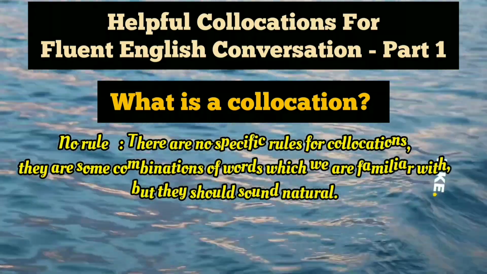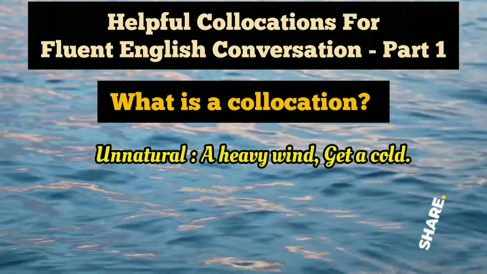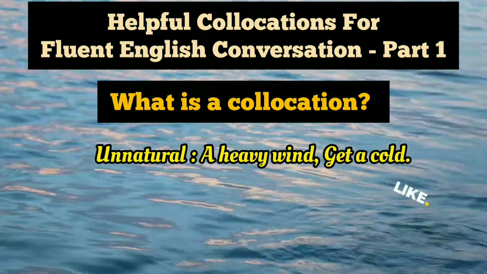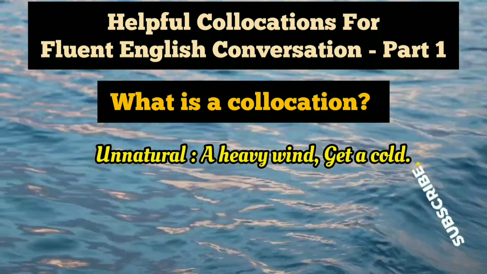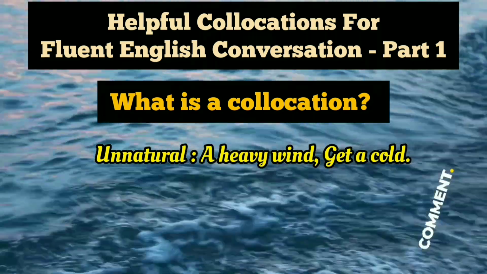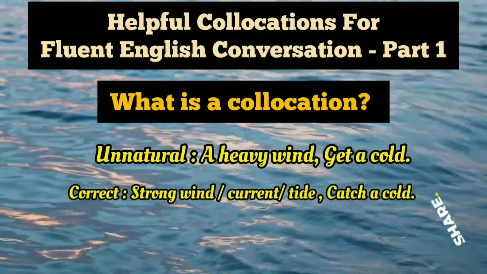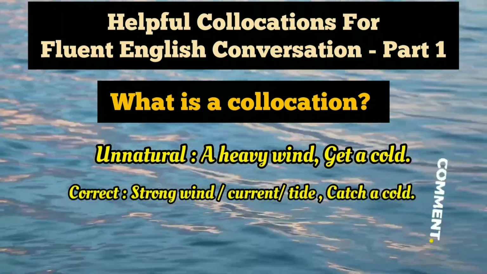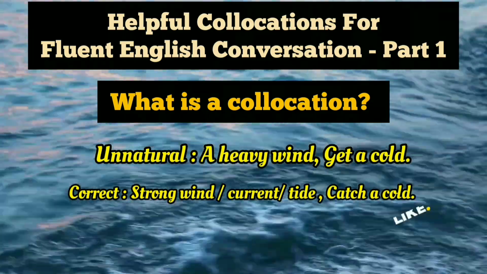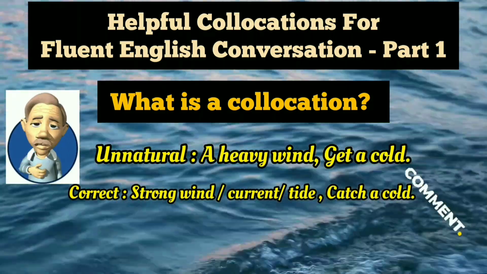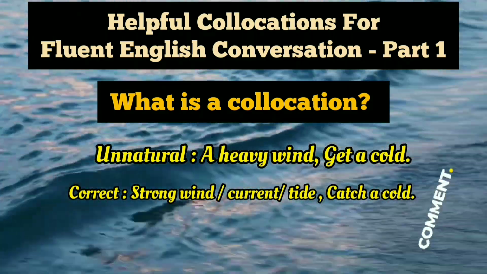As you see, the examples are given. Unnatural examples: a heavy wind. You haven't heard of it, I'm quite sure, right? There is nothing called a heavy wind. Get a cold, that is also something which you never heard of. The right one is a strong wind, or you can also say strong current, or strong tide. And catch a cold, not get a cold. That is the right one, and these two are natural.